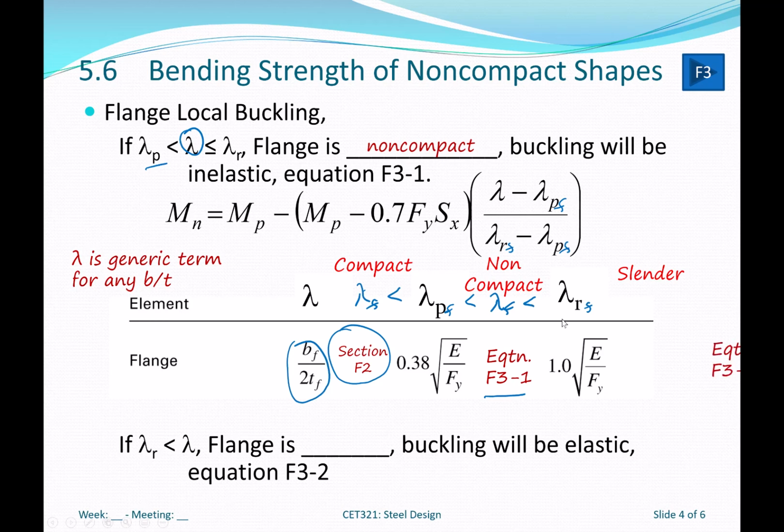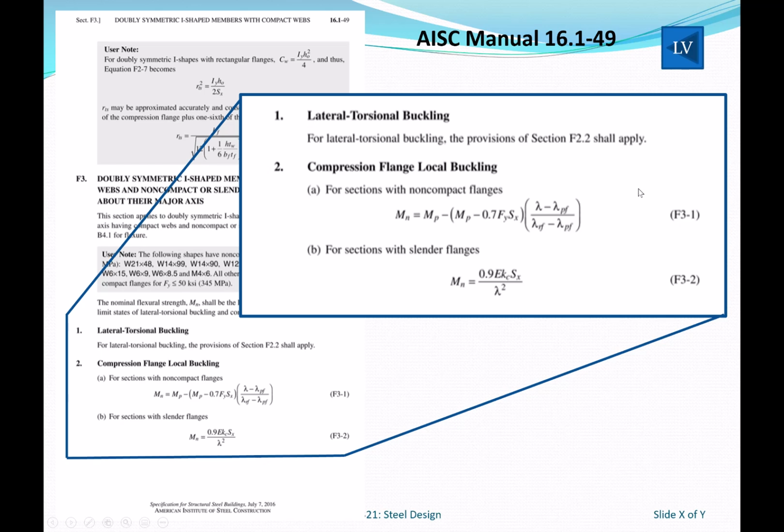If we end up with a lambda sub f for the flange greater than lambda sub rf, then we end up with equation F3-2. And if we're in this region, the flange is said to be slender, and we're not going to really deal with those. We don't have any really in standardized rolled shapes. So if I look at the steel manual, section F3, doubly symmetric I-shaped members with compact webs and non-compact or slender flanges is what this says in the background.